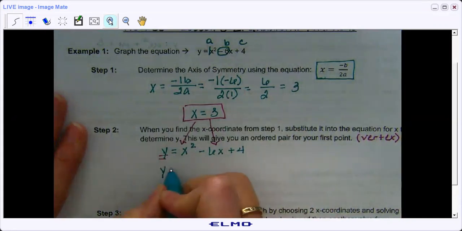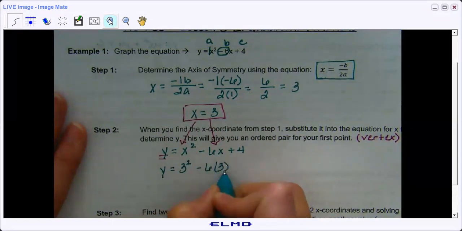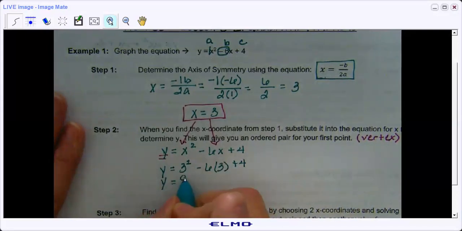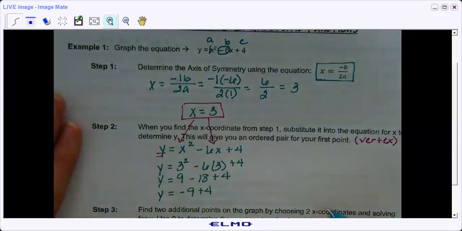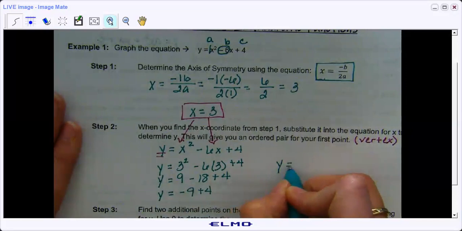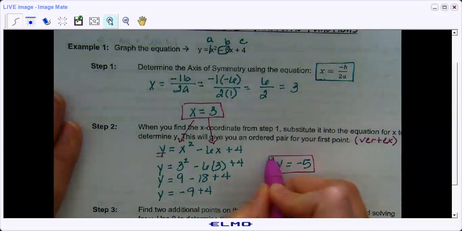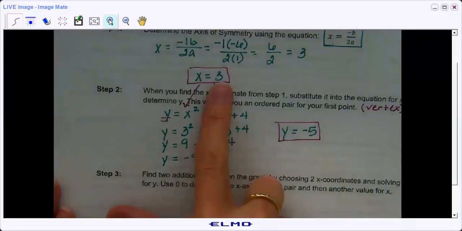So y equals 3 squared minus 6 times 3 plus 4. And let's go ahead and solve this. And you should get y equals -5. Okay. So your vertex is (3, -5).